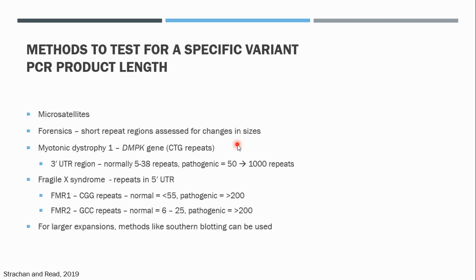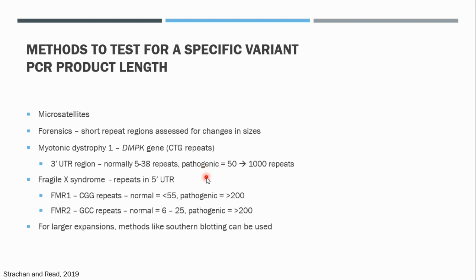In myotonic dystrophy, there are CTG repeats in the DMPK gene. The 3' untranslated region usually contains 5 to 38 repeats in a normal patient. However, a person who presents with myotonic dystrophy 1 would have between 50 and 1,000 repeats. A PCR reaction can then be designed to amplify on either side of the repeat region. And depending on the size of the PCR product, we can then differentiate between normal or healthy patients and patients who have myotonic dystrophy.